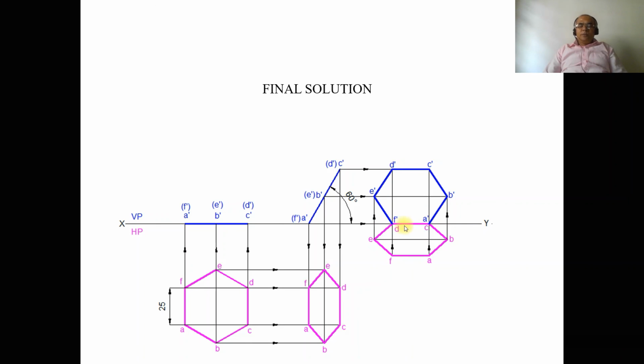So this is how you will be able to complete the sketch by using manual sketching. And how do I know that my problem is right? One of the sides is touching HP, while the side opposite to that side touches VP, the surface is inclined at 60 degrees to HP, and the hexagon is of 25 mm side. So this is how you will be able to verify that the problem is right. Thank you.